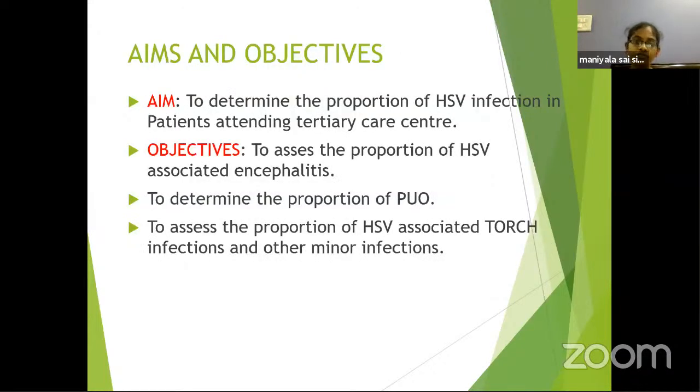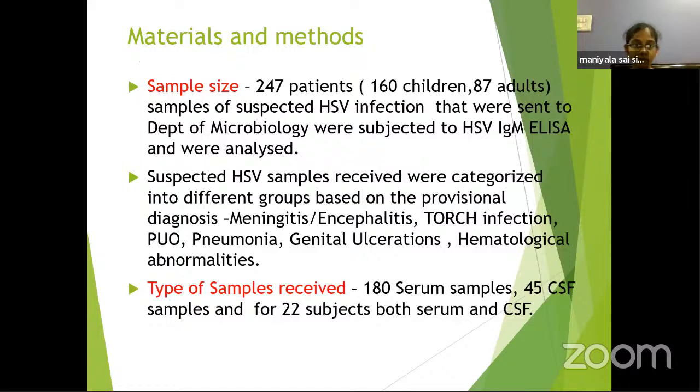Coming to the aims and objectives of my study, the aim is to determine the proportion of HSV infection in patients attending tertiary care center. The objectives are to assess the proportion of HSV associated encephalitis, to determine the proportion of pyrexia of unknown origin, HSV associated TORCH infections, and other minor infections such as hematological abnormalities such as pancytopenia, thrombocytopenias.